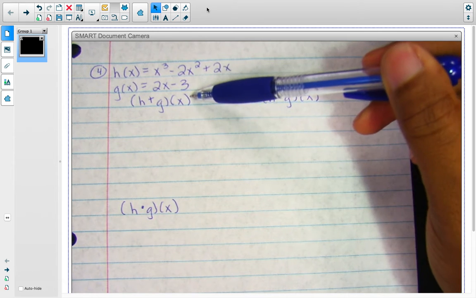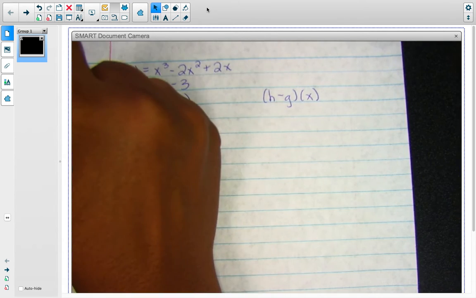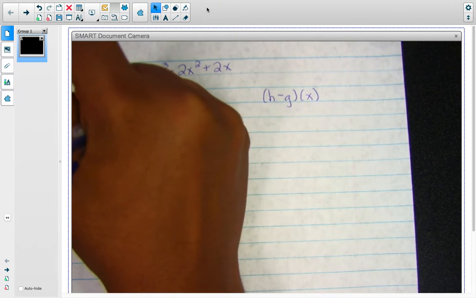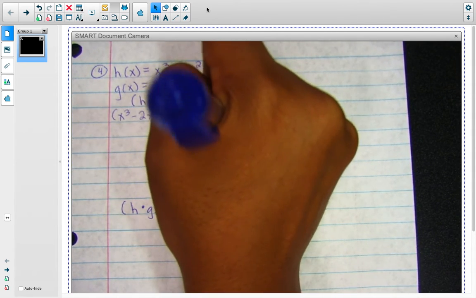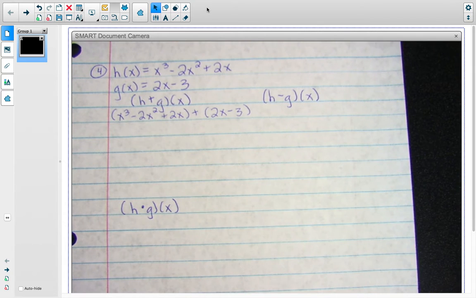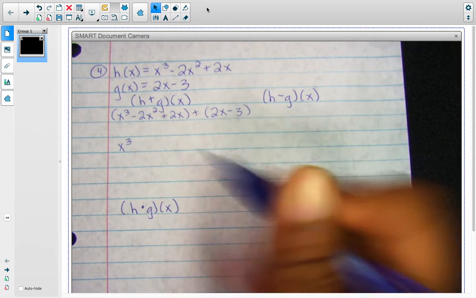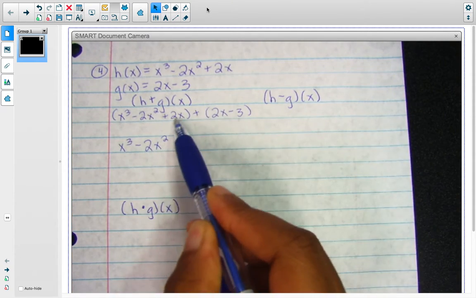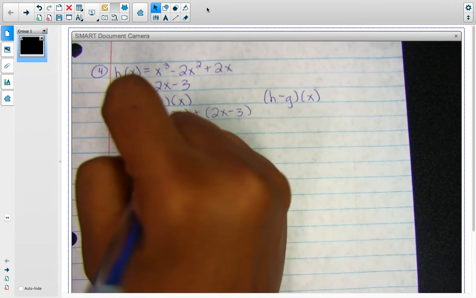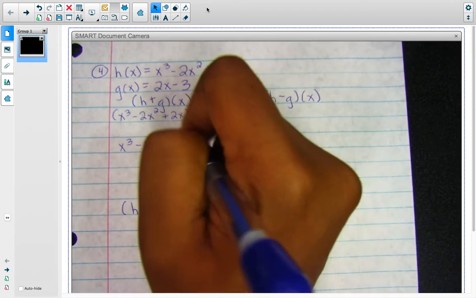So we're going to add the two functions together, and then right after that, we're going to subtract these two functions. If I rewrite it out, that's x to the third minus 2x squared plus 2x, and I'm going to add that to 2x minus 3. I don't have any cubic terms, so I'm just going to bring that down. I don't have any other square terms, so I just bring that down. I do have two linear terms that we need to add, so 2 plus 2 is going to give me 4x. And I only have one constant term, so that comes down on the end.